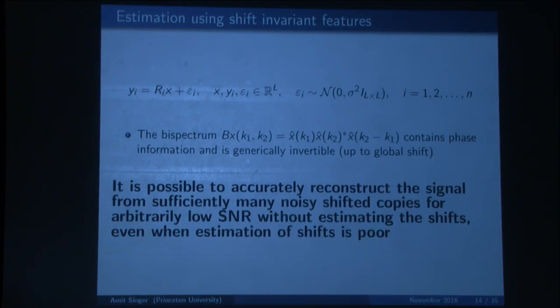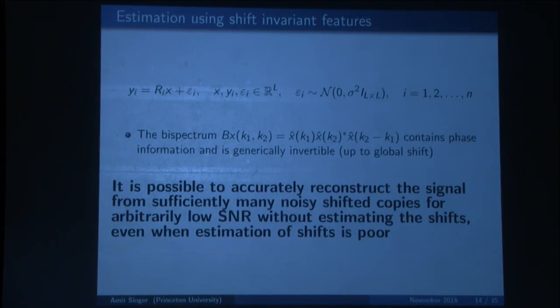How to actually do the inversion? There are some people here that do it, and it touches other problems in theoretical CS that I don't want to get into today. But the message is that it is possible to accurately reconstruct the signal from sufficiently many noisy shifted copies for arbitrarily low SNR without estimating the shifts. Even when estimating the shifts, we know it will be a poor thing to do.